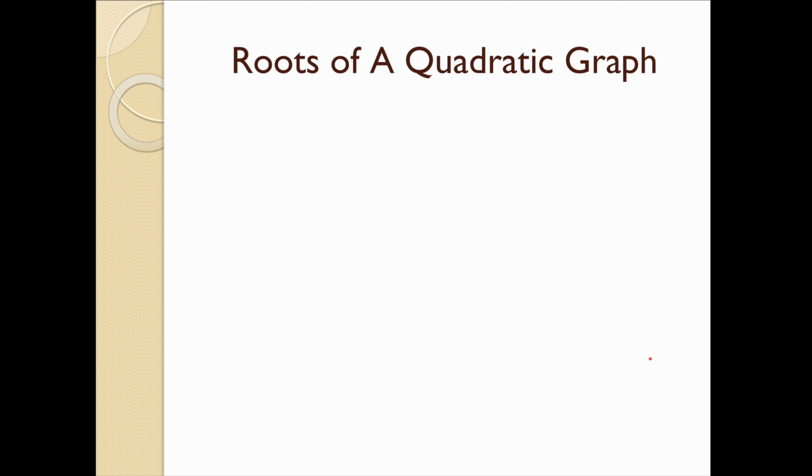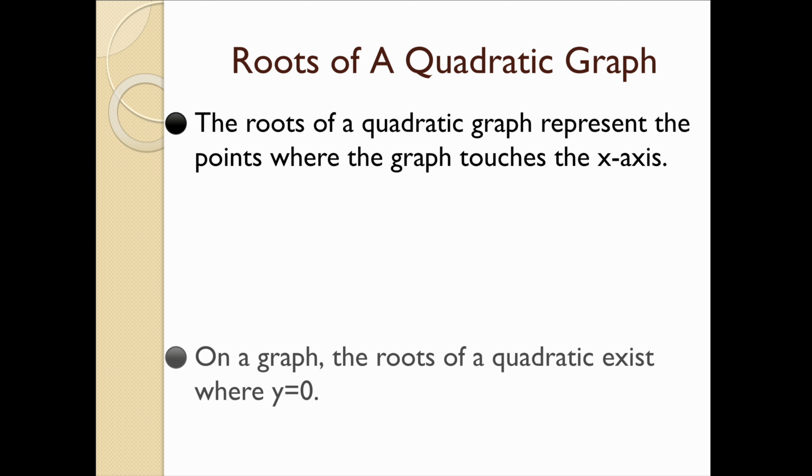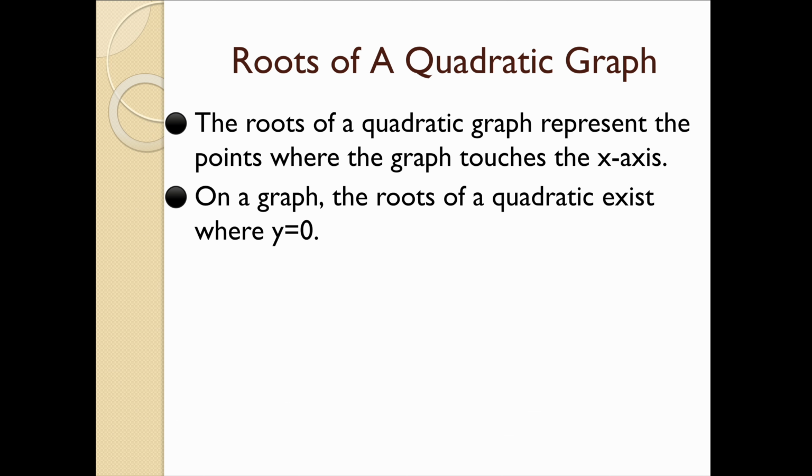All right, so roots of a quadratic graph. The roots of a quadratic graph represent the points where the graph touches the x-axis. In other words, the x-intercept. The x-intercept would be referred to as the roots. At this point, y is equal to 0.